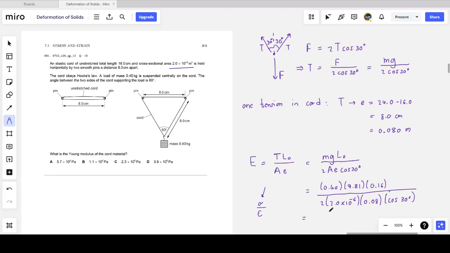And what do we get? We get a Young modulus for the material of the cord of 2.3 times 10 to the power 6 pascals. So there were many places where errors could occur. This corresponds with option C, by the way. So the correct answer there is option C.